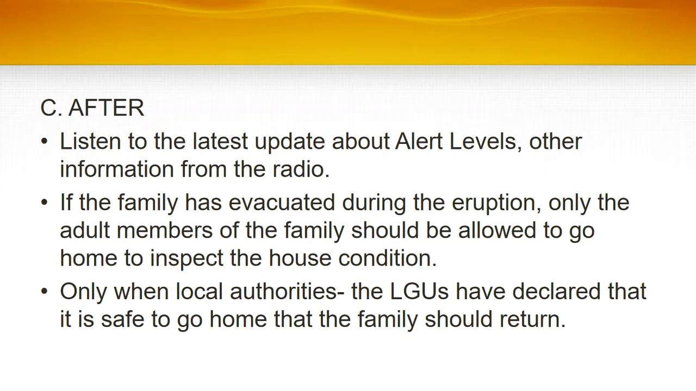After an eruption, what are the things that you need to do? Number 1 is listen to the latest updates about alert levels and other information from the radio. Make sure that the alert level is back to zero or everything is back to normal. Number 2, if the family has evacuated during the eruption, only the adult members of the family should be allowed to go home to inspect the house condition. But reminders that adult members only include those who are able and healthy.